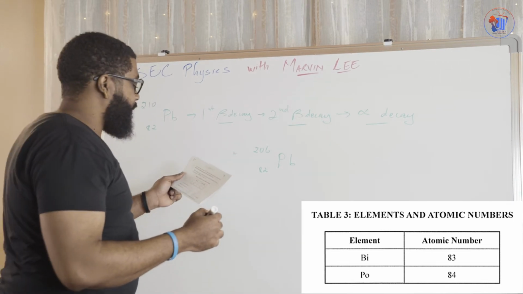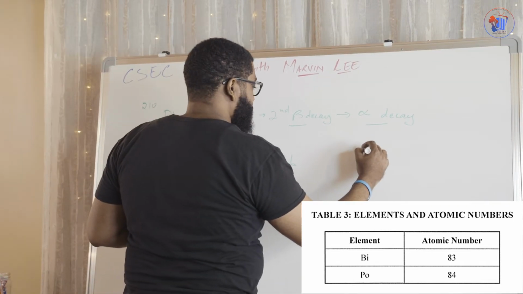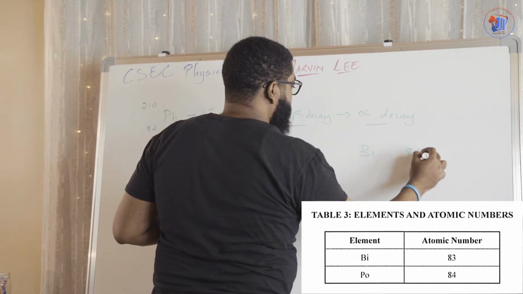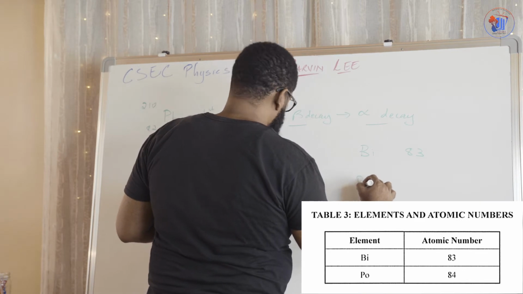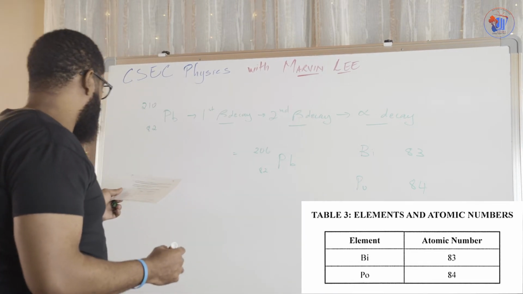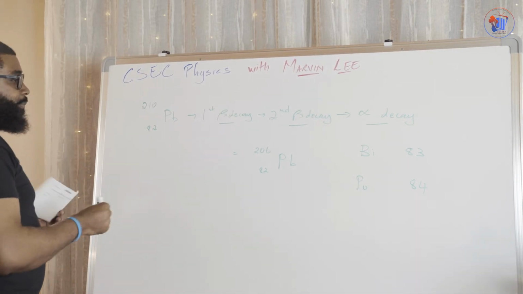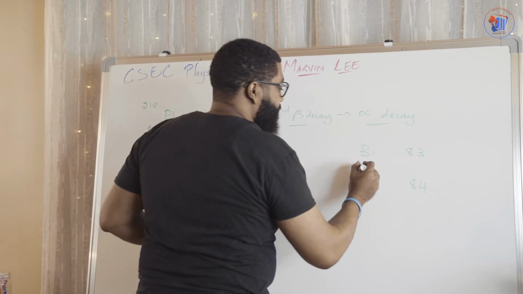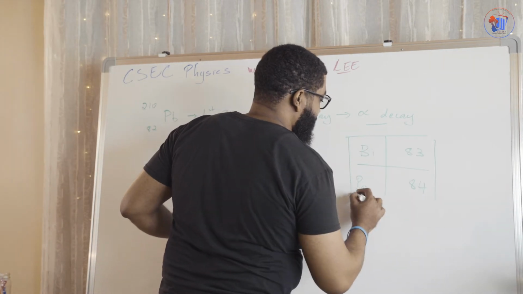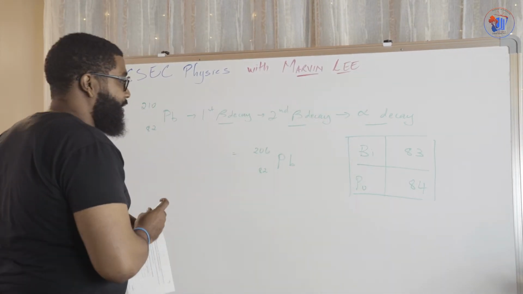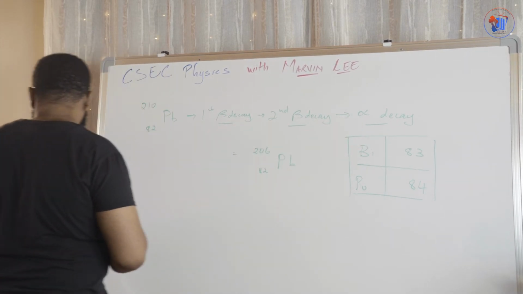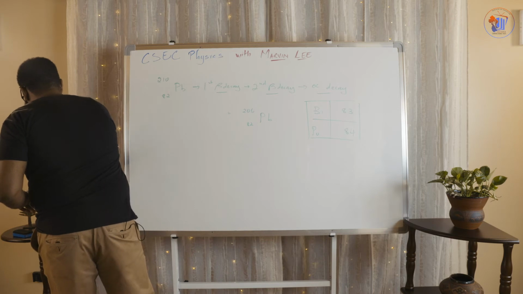And in the table, what they gave you was bismuth, Bi, with an atomic number of 83. And I do believe it's polonium, an atomic number of 84. So, this is the information given in the table, and these are the steps taken to get there. This decays once, decays twice, decays a third time, and gives you this. How do we get there?